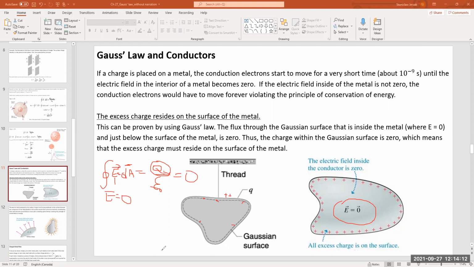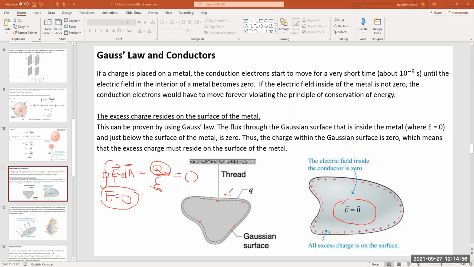So would you make 2 surfaces then? No, I made only one surface. I made it on purpose inside of the metal because I know that inside of the metal the electric field is 0. Yeah, but what about if you want to calculate the electric field on those positive charges? Well, that was not my purpose. I understand your question, but my purpose was to show that the excess charge must be on the outer surface of the metal. So I have proven to you by using Gauss' law that excess charge must be located on the outside surface of the metal.